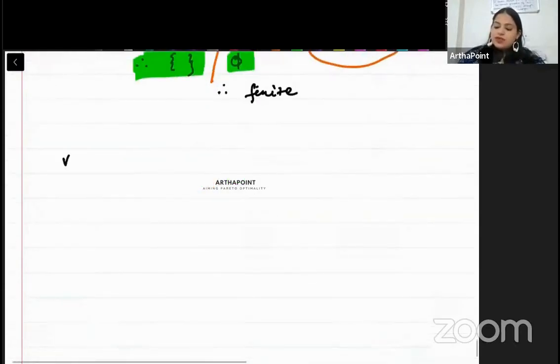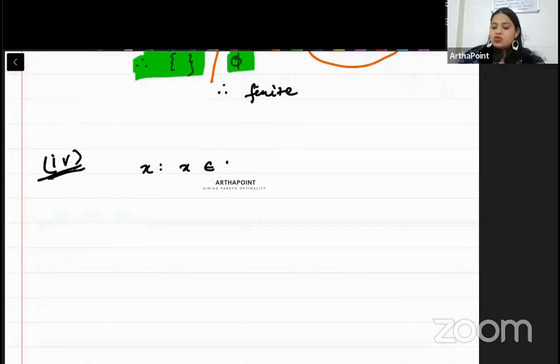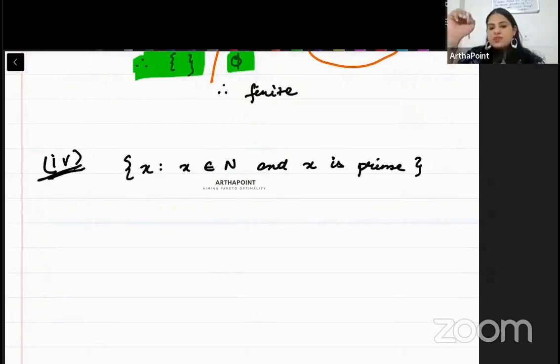Take the next example, beta, fourth example. X is such that x belongs to natural numbers and x is prime. But there are infinite prime natural numbers, right? So you start with the natural number set, but it is infinite ना. एक बहुत बड़ा natural number हो सकता है जो किसी भी चीज से divisible ना हो. So it will be still a prime number. Are you getting it? So beta, this is an infinite set.